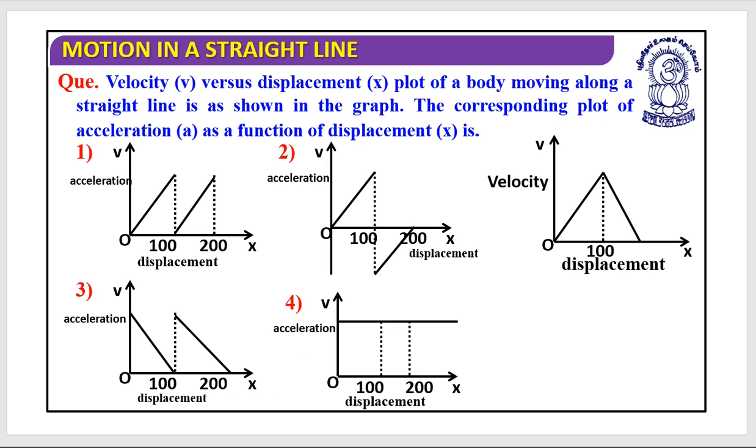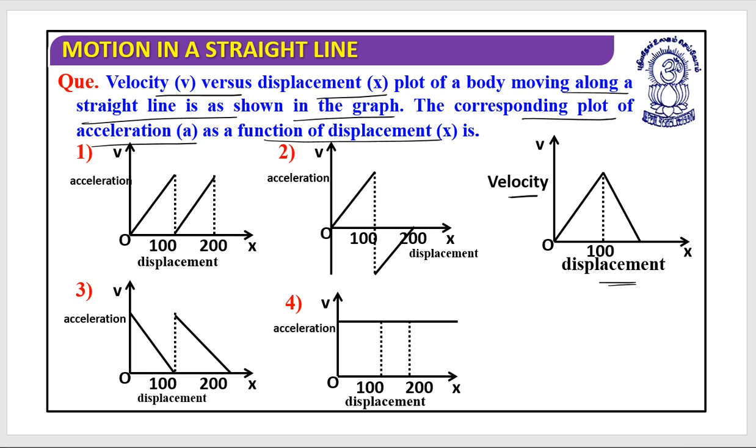What is given? Go through this very carefully. The velocity versus displacement plot of a body moving along a straight line is as shown in the figure. The corresponding plot of acceleration a as a function of displacement x. They have already given a velocity versus displacement plot, and what I need to find out is the corresponding plot of acceleration as a function of displacement.